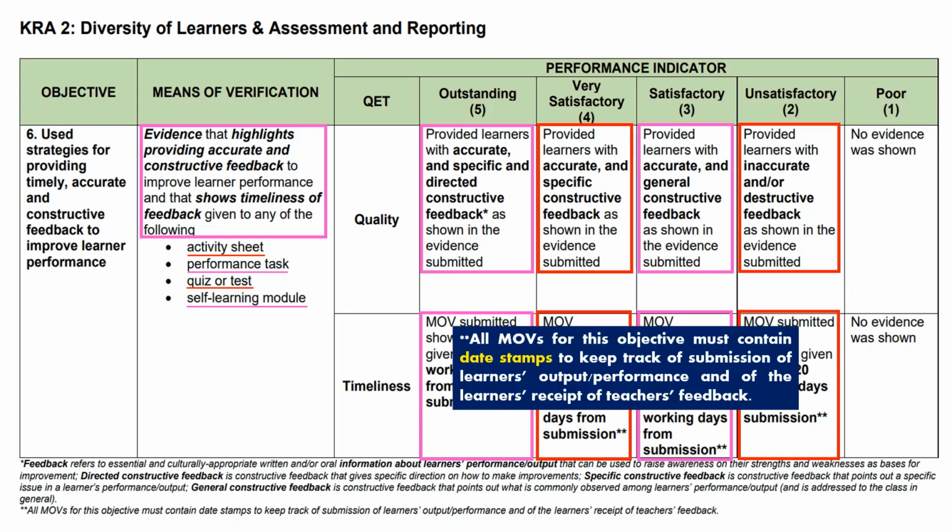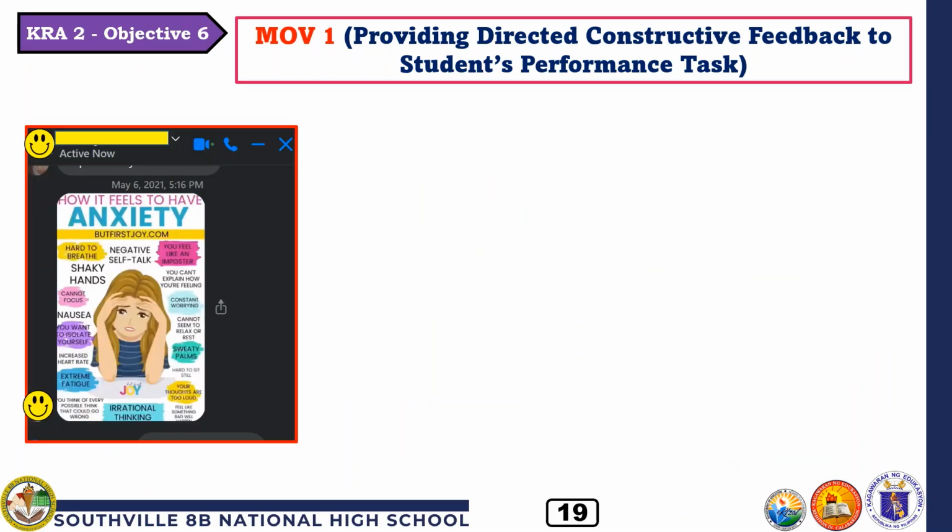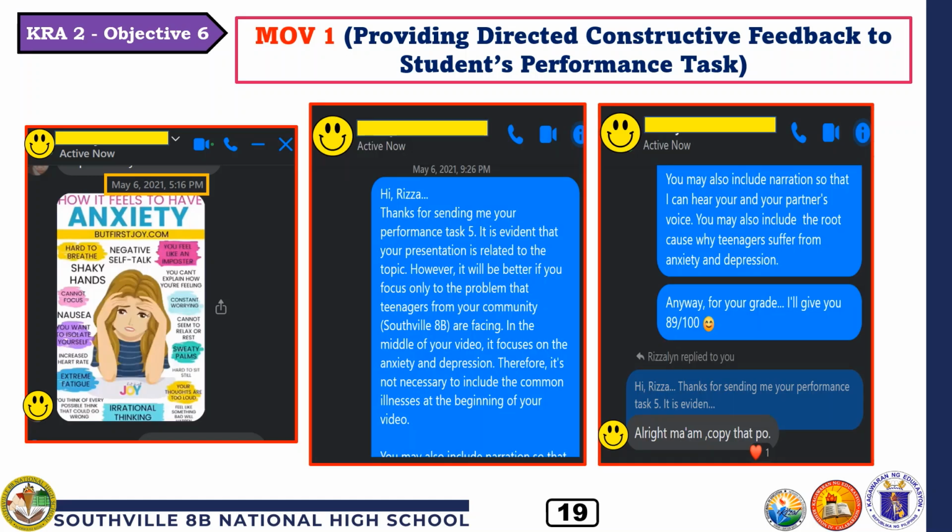Note, all MOVs for this objective must contain date stamps to keep track of submission of the learner's output or performance and of the learner's receipt of the teacher's feedback. This student's performance task was sent on May 6, 2021 at 5:16 p.m. This is my directed constructive feedback given on the same date at 9:26 p.m.